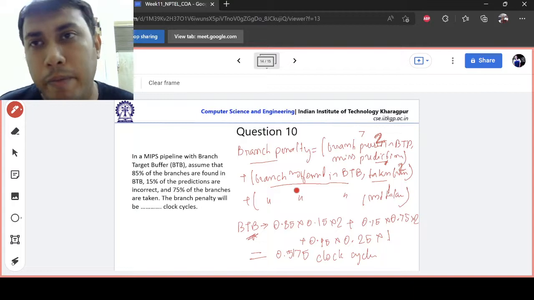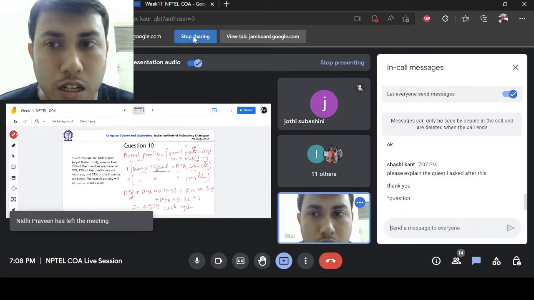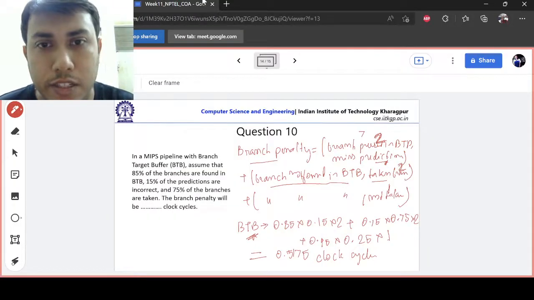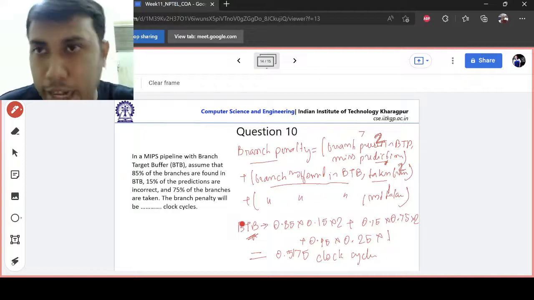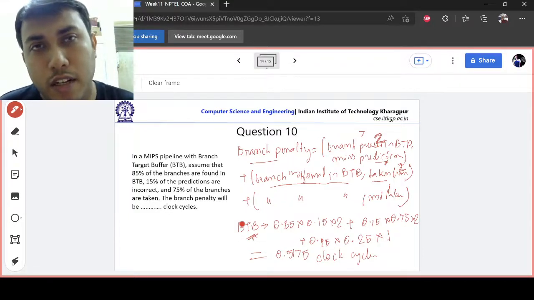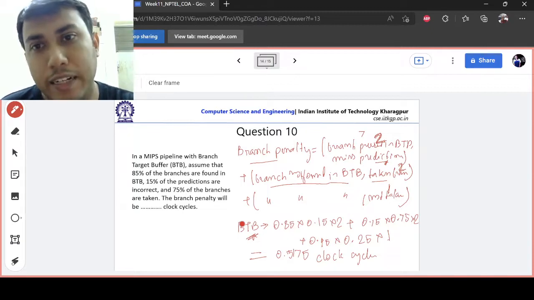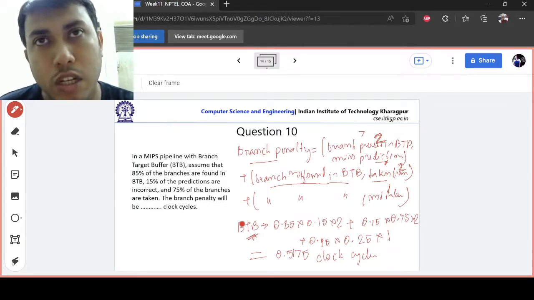What is a BTB? BTB is a form of a cache. So you know what happens in cache, that whenever we fetch a data from a memory, we check whether it is present in a cache or not. Similarly, in case of branching, it checks whether the target branch address is present in the branch target buffer or not.